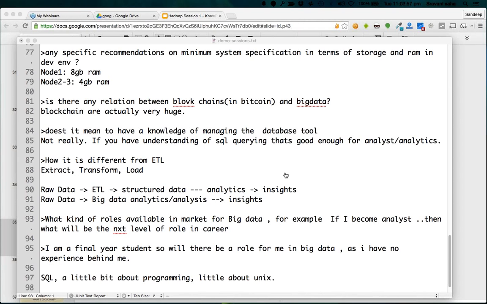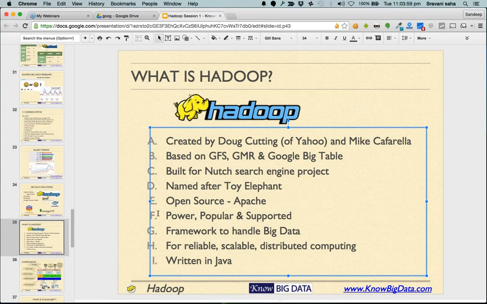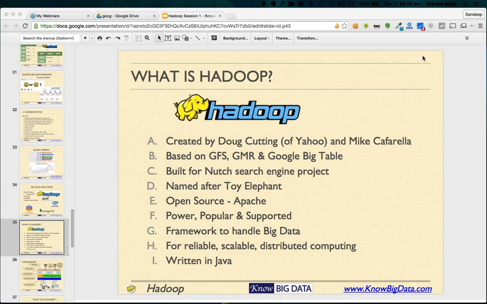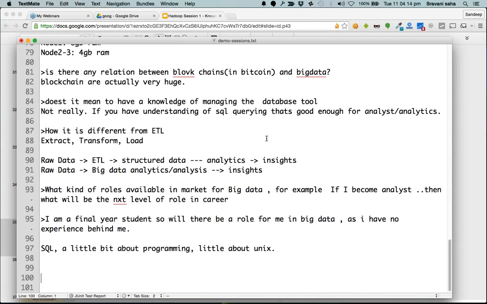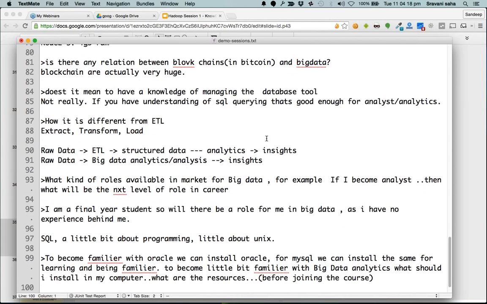That was Sekhar's question. All right, thank you, Sekhar. Now moving ahead, there is one more question related to career. The question is, to become familiar with Oracle, we can install Oracle. For MySQL, we can install the same. To become a little familiar with big data analytics, what should I install on my computer? What are the resources before joining the course?